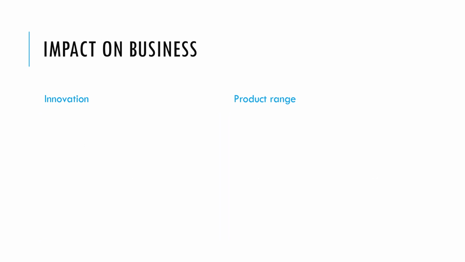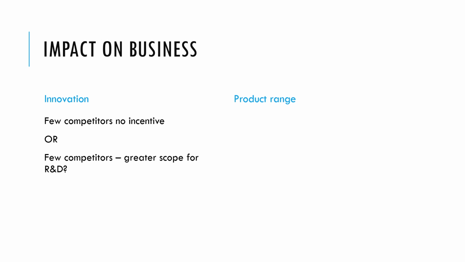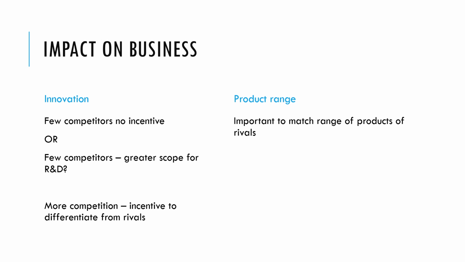What about the impact of these market structures on innovation and product range? Well, if there's few competitors, is there really an incentive to innovate and come up with new ideas and technologies? Or perhaps you might turn around and say, well, actually, if you're making very large profits, then there is scope for investing in research and development, and the profit is there to allow that to happen. If there's more competition, there's also an incentive to differentiate yourself perhaps from your rivals. In terms of the product range, it's important to match the range of products of rivals.